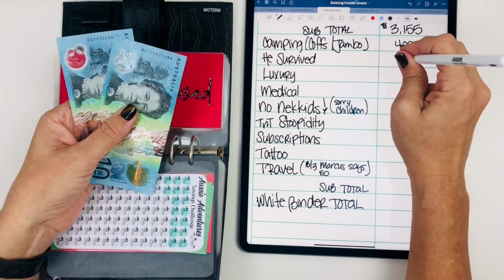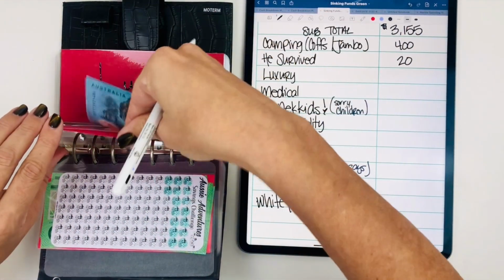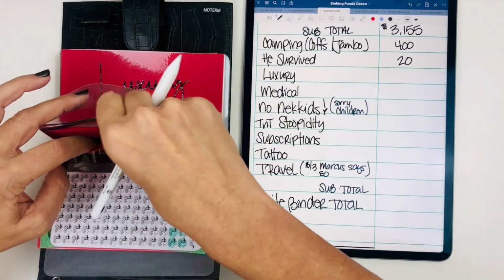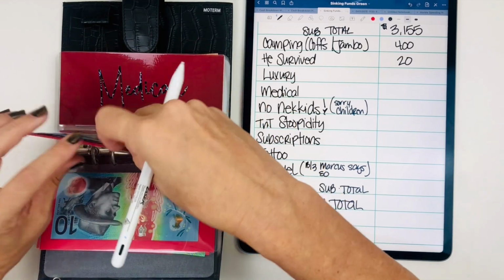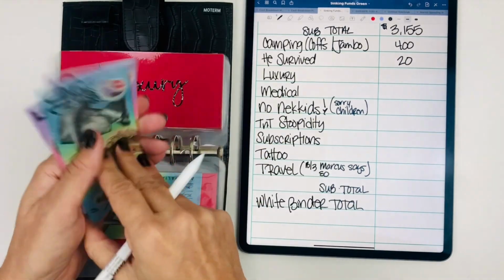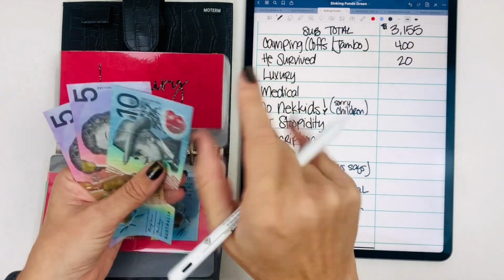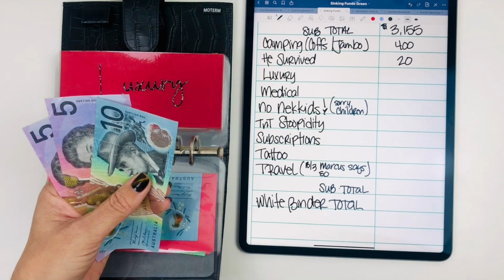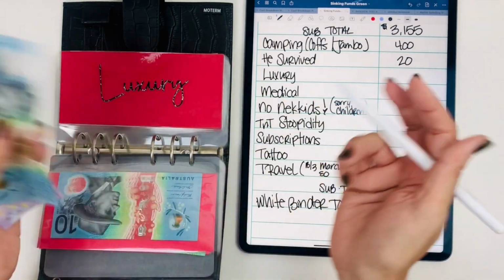The He Survived Fund has $20 in it. I have been working on a few different things and getting some new trackers and such out, but I'm going to discuss that in a future video. So when I go over my Etsy income and such, I'll reveal some of the new products that I have, but I've got $20.